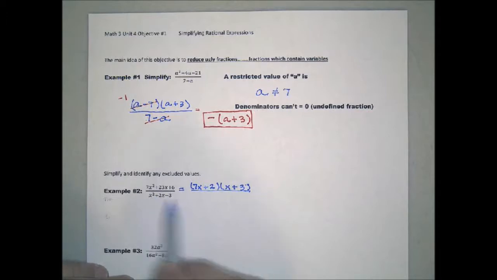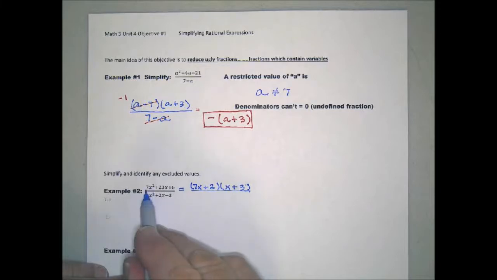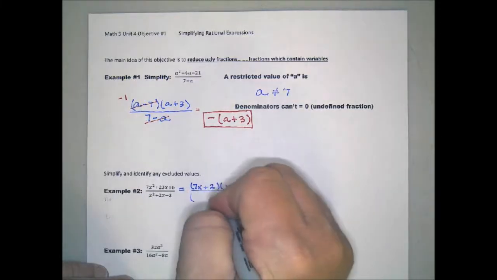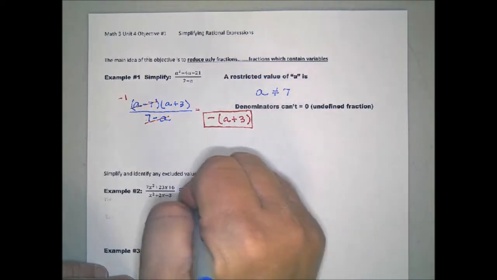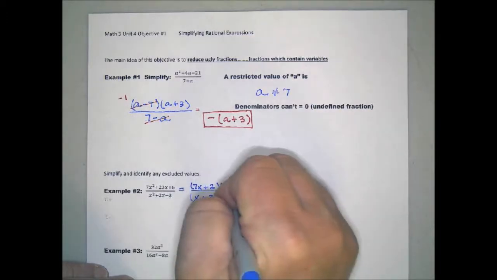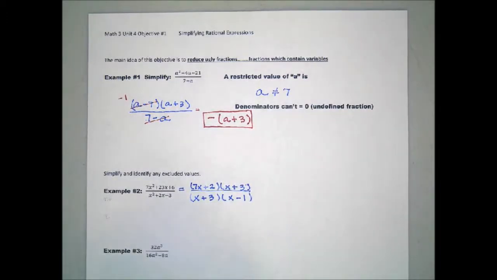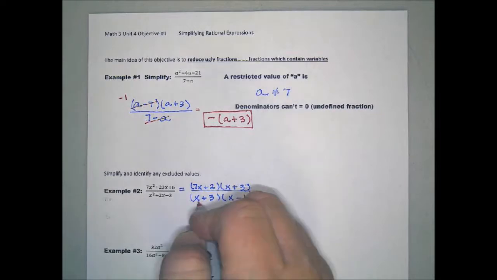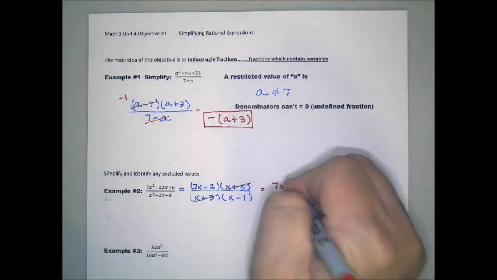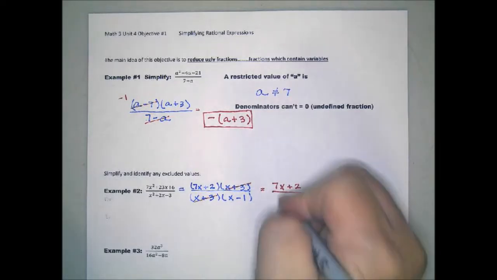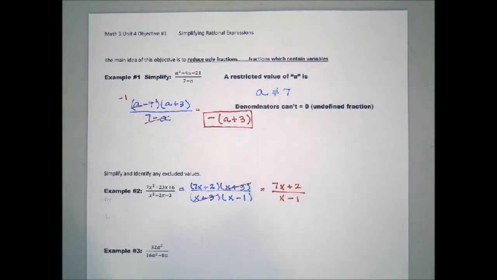Now, down here on the bottom, this one's a little bit easier. There is no leading coefficient up there, and you're just looking for factors of negative 3 that add up to positive 2. So x plus 3 would be one of them, and x minus 1 would be the other. Now, let's do our reducing. This x plus 3 can reduce with that x plus 3, and you're left with, as your answer, 7x plus 2 on the numerator over x minus 1 on the denominator.